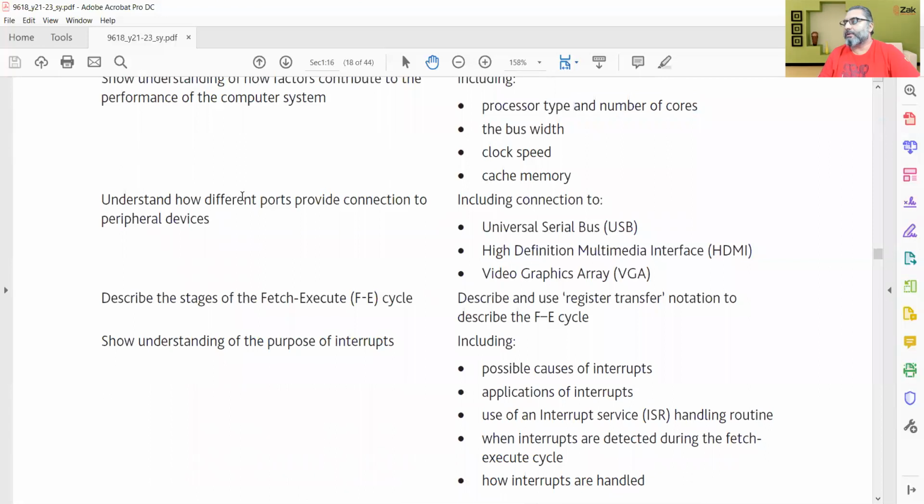Now, understand how different ports provide connection to peripheral devices, including USB, HDMI, VGA. So VGA and HDMI are added to this particular new syllabus. Otherwise, only USB used to be there.